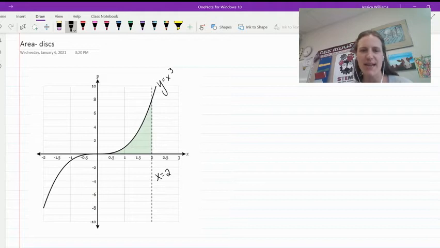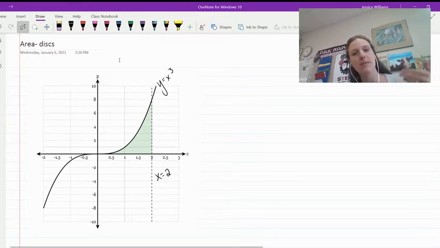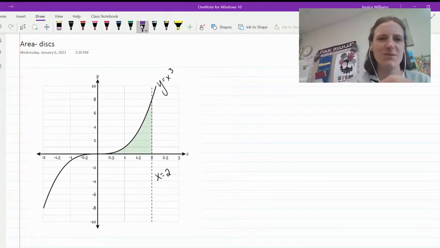So what we're going to do today is take these areas that we found yesterday and rotate them around different axes. And when we rotate them, they turn into solids. So we're going to be finding volumes instead of areas today. Let me show you how to do it.